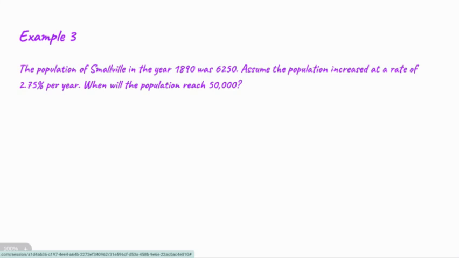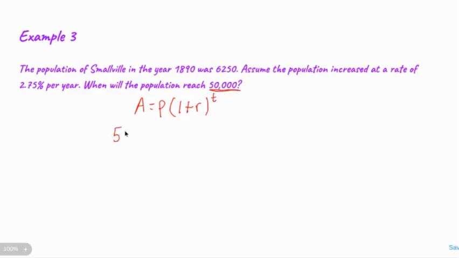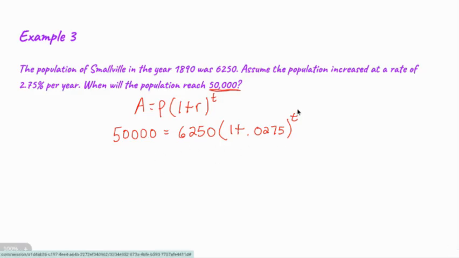All right, so we're back to Smallville in the year 1890. It's 6,250. Assume the population increased at a rate of 2.75% per year. When will the population reach 50,000? So this time we're using our growth formula. Again, I'll write it out. P times 1 plus R to the power of T. But we're asked, when will it reach a certain population? That's going to go for our A value. That's 50,000. And then everything else will go where it belonged before, 6,250 times 1 plus 0.0275 to the power of t.